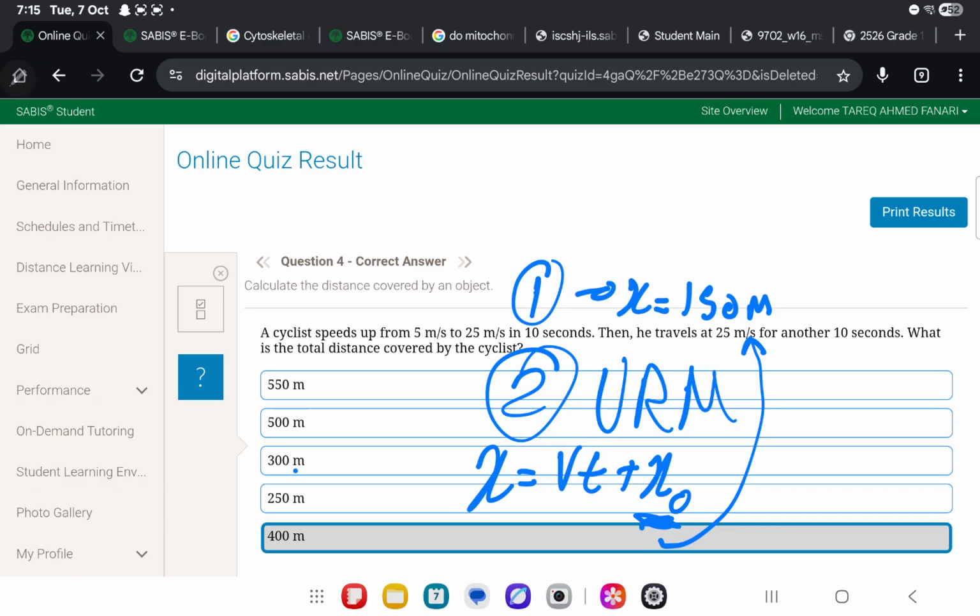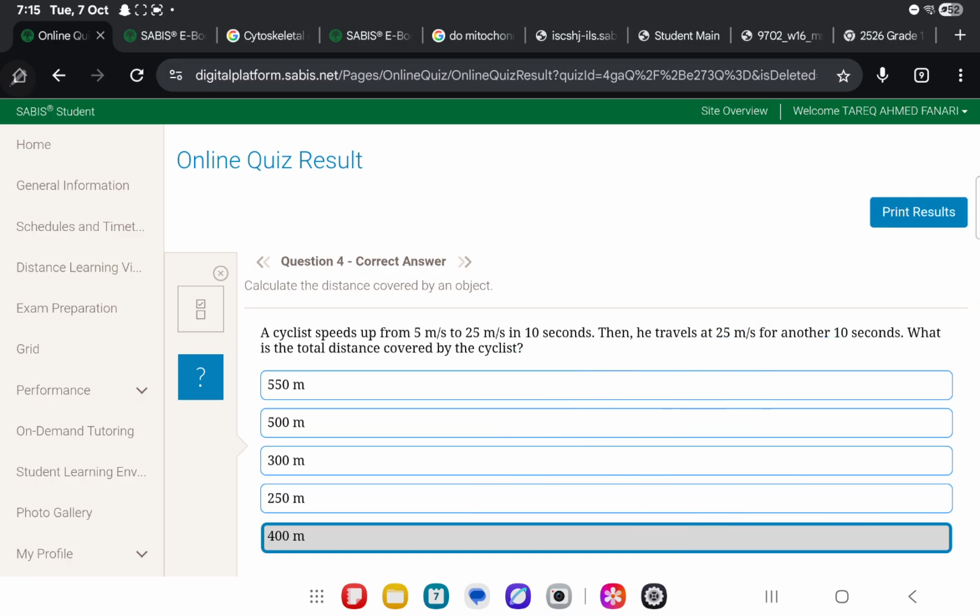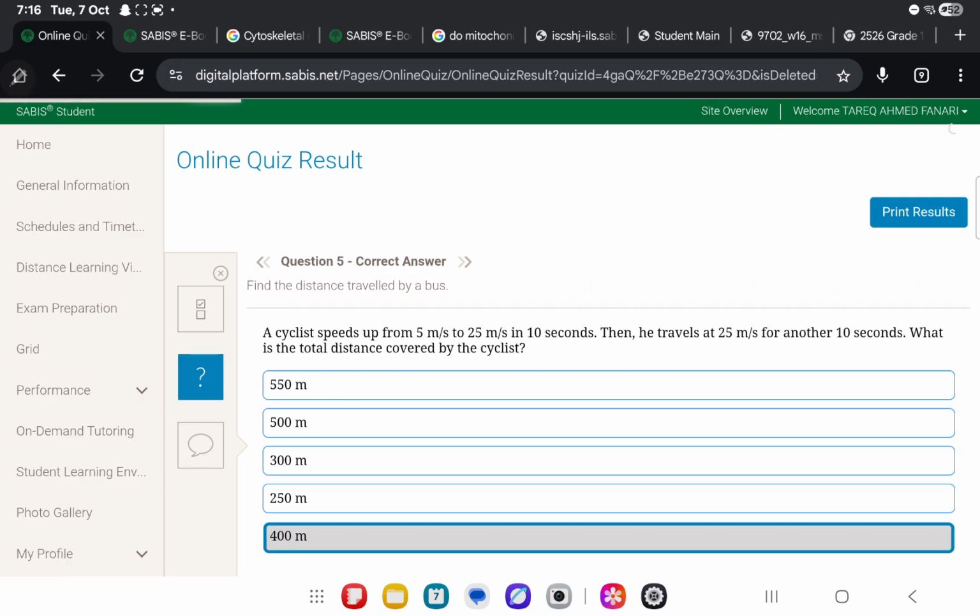So x is equal to vt. So he said 25 meters per second. So 25 is v times another 10 seconds. So he said 10 seconds. Now that's vt plus x0 is 150. It gives me 400 meters, and that is my correct answer. Done. Moving on to question 5.